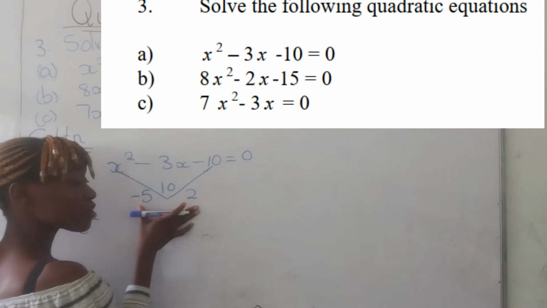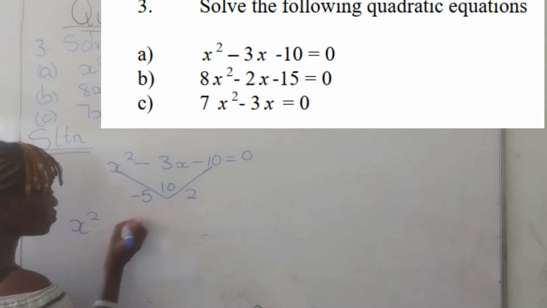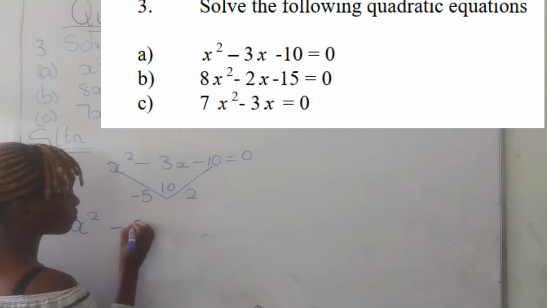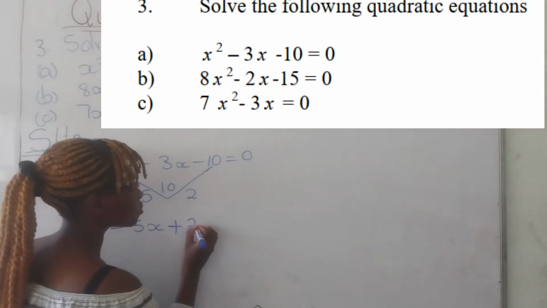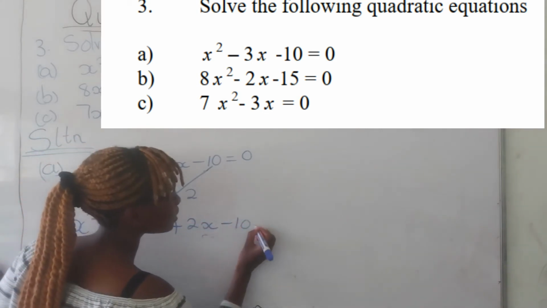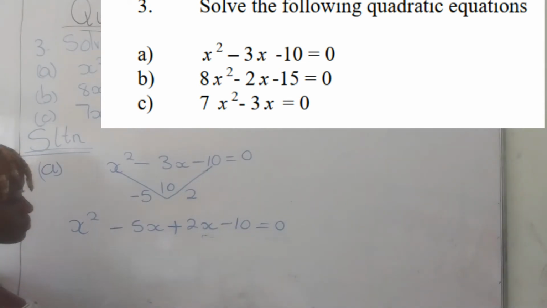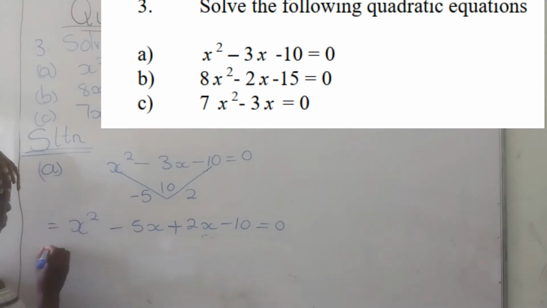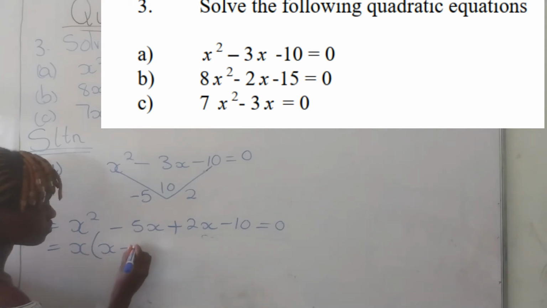But the expanded form gives us minus 3x. That's why we do this, okay? Minus 5x, here we say plus 2x minus 10 is equal to 0, okay? Now we simplify, bracket x, factor out the common factor, x minus 5.